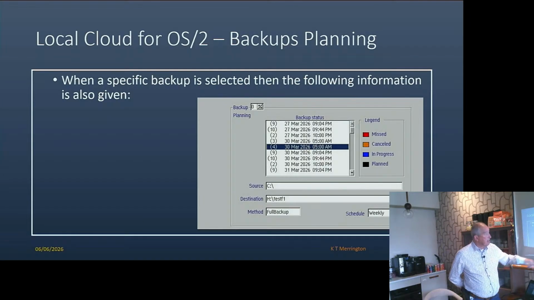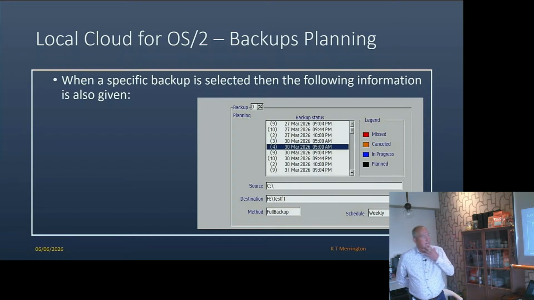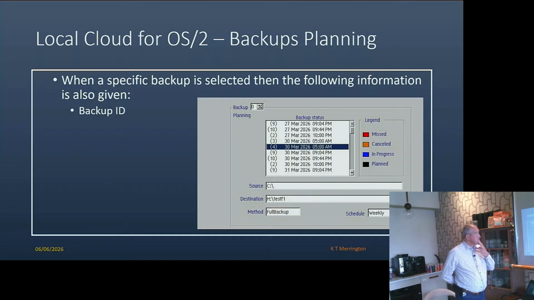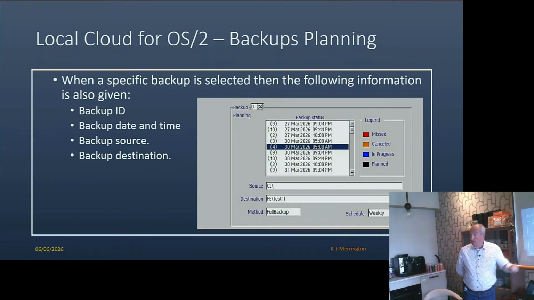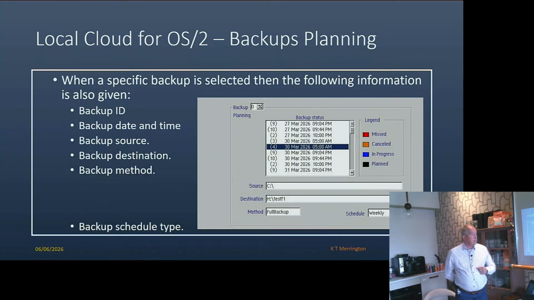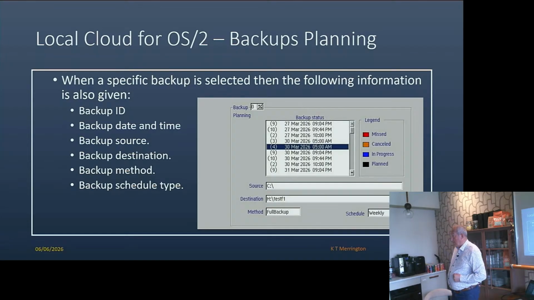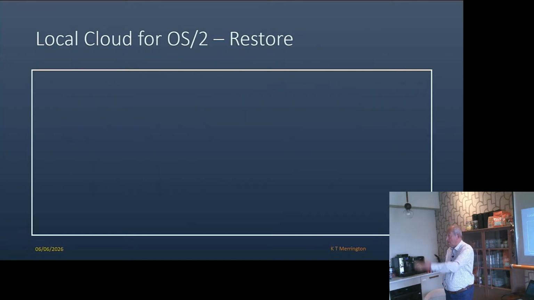In this case, I've selected this backup, which is going to take place on the 30th of March 2026 at 5 o'clock in the morning. I've used AM and PM to try and make it a little bit more obvious. So the backup ID is given, date and time, source is displayed, the destination for that backup, and you see the backup method and the schedule type. So you've got all the information on each backup.